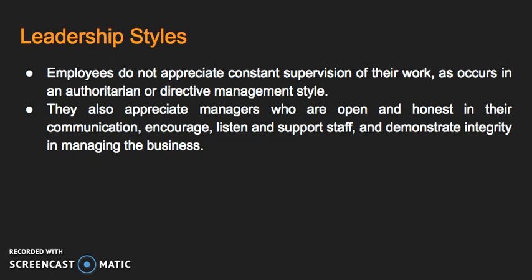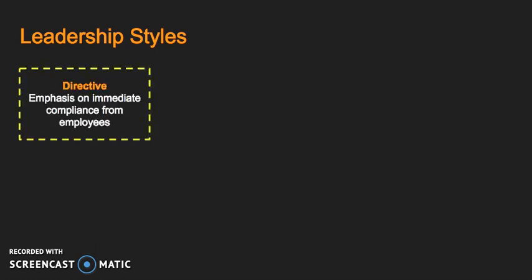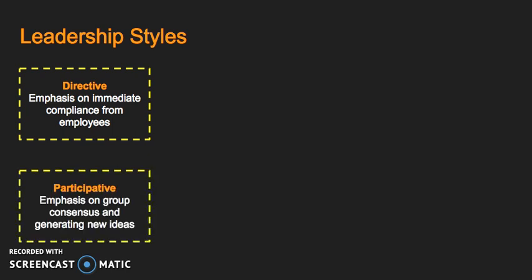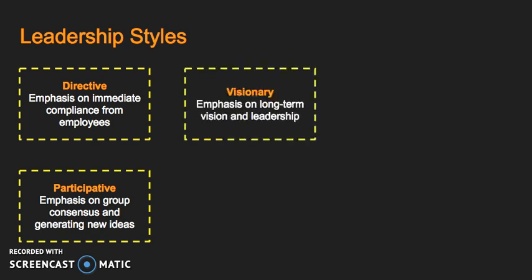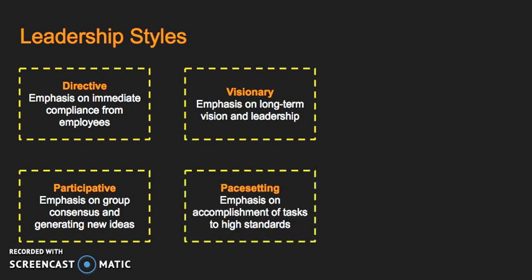Now, you might remember from the preliminary course about different management styles in terms of classical, behavioral, and even contingency. However, let's look at some leadership styles as well. So we've got directive, where the emphasis is on immediate compliance from employees. We've got participative, where the emphasis is on group consensus and generating new ideas. We've got visionary, where the emphasis is on long-term vision and relationships and leadership. We've got pace setting, where the emphasis is on accomplishments of tasks to a very high standard.